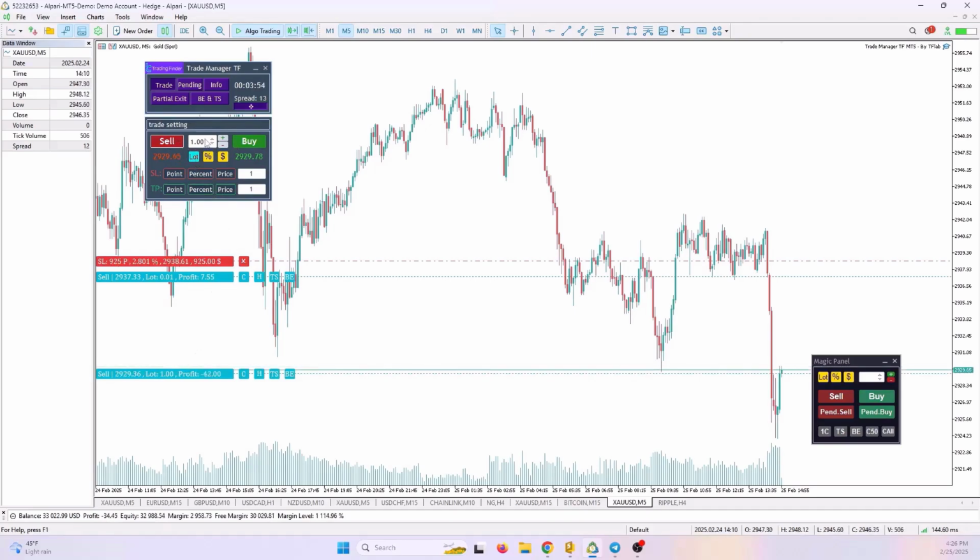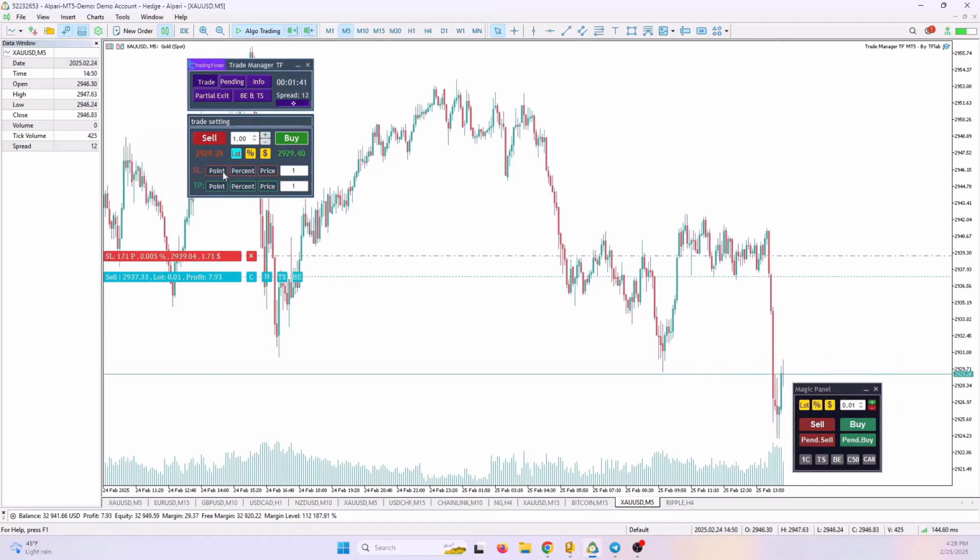For example, I just placed a lot of 1 and opened a sell trade here, which displays the type of trade, the price it opened at, its volume, and the amount in profit or loss. This section is related to the close trade, hidden stop loss and TP, trailing stop, and break even.